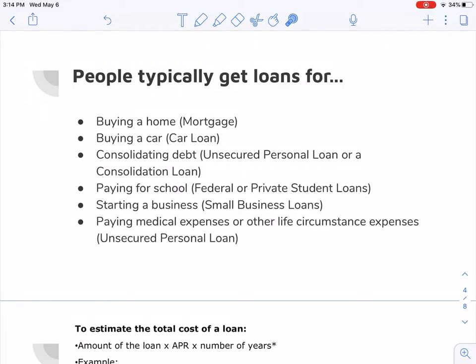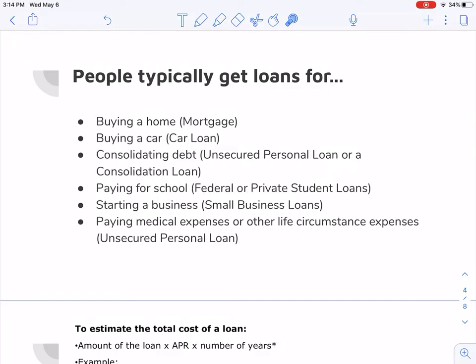So remember, there are secured loans. Those are things like mortgages, cars, even federal student loans. Those are secured by some kind of collateral. So with a mortgage, if you don't pay, you could lose your house. With your car, if you don't pay, they can take your car. Federal, if you don't pay, they can garnish your wages and take them straight out of your paycheck. Small business loans, if you don't pay, they can take any of the materials or those kinds of things.